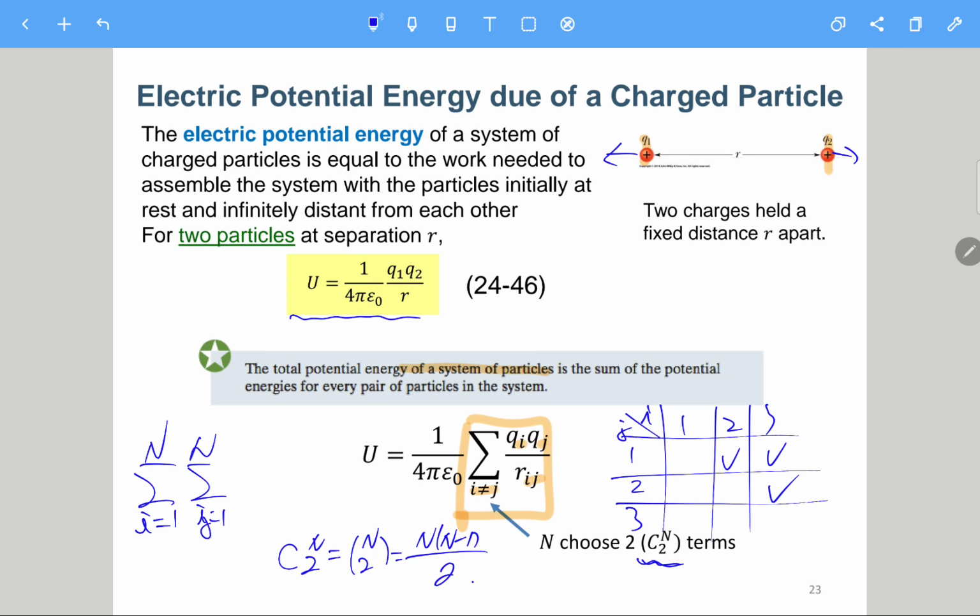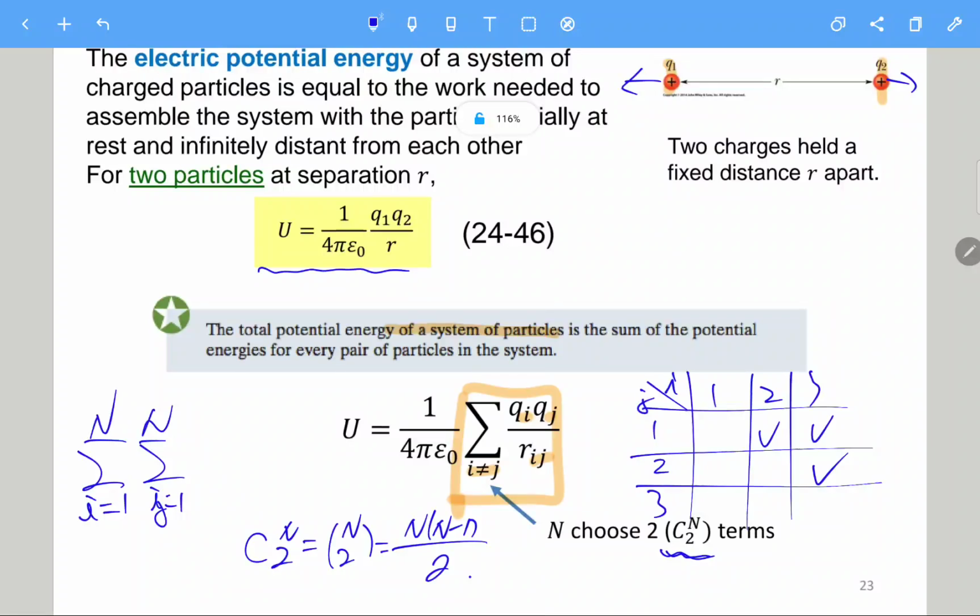For example, if we have three particles, we have three terms. If we have 4 particles, then we'll have 6 terms. Is it okay for this summation sign? Usually, I will not ask you to find the total energy for maybe 5 particles. There will be 10 terms.